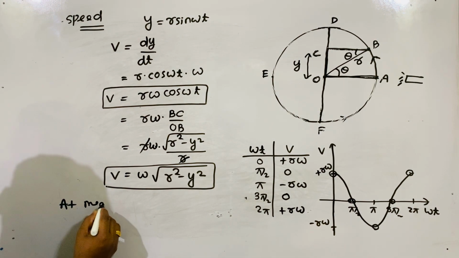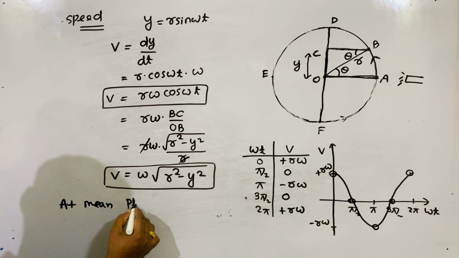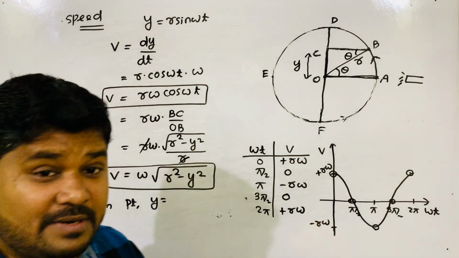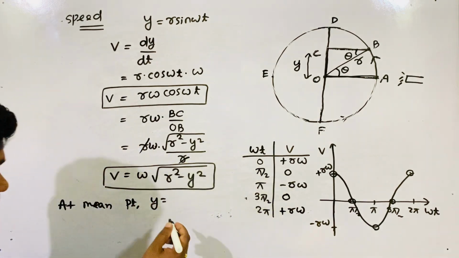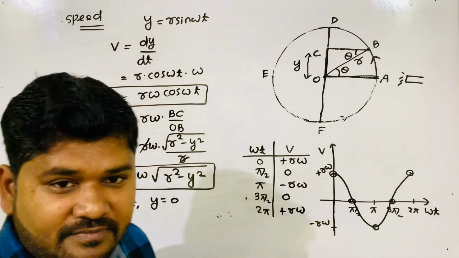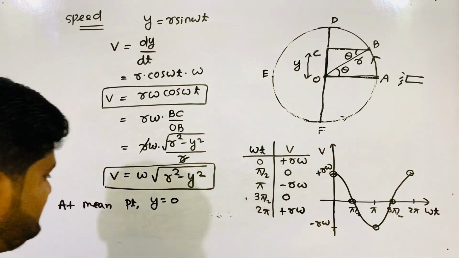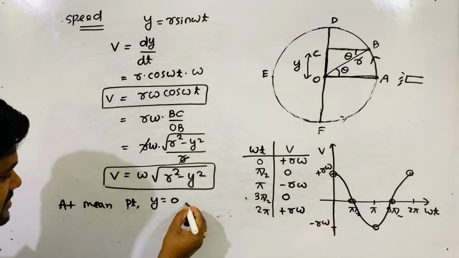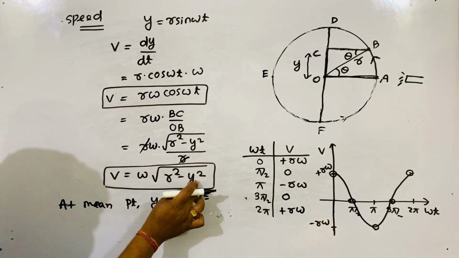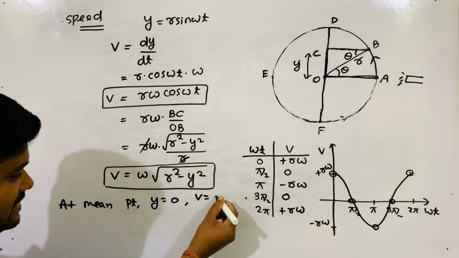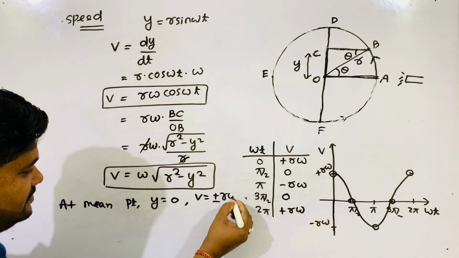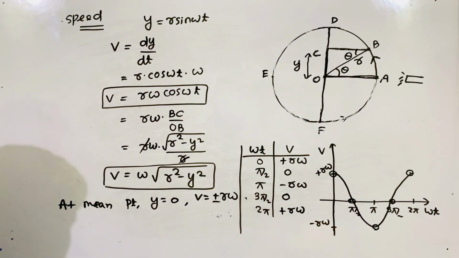You see here at mean position, what is the value of displacement? At mean position, displacement is 0. Here displacement is 0, because we calculate displacement from the mean position. So if y is 0, what is the value of v? Omega times the square root of r square minus y square; because y is already 0, it is plus or minus r. So I write this plus or minus r omega.